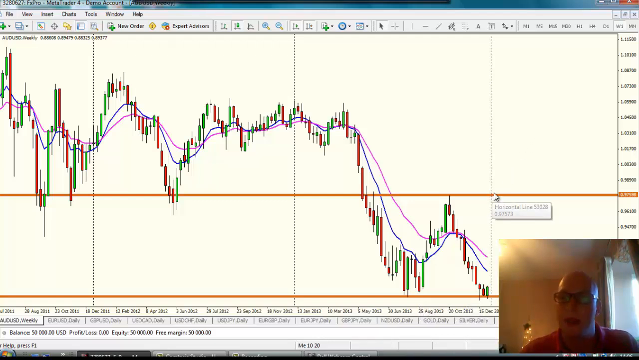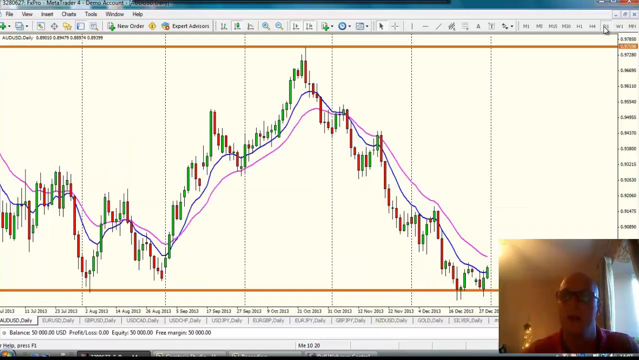Once I've marked what I consider my two key levels on the chart, what I try to achieve here is to contain the price between these two levels. So what I'm looking for is a reaction at these levels once price gets to these levels, whether it be support or resistance. I then go back down to my daily time frame.